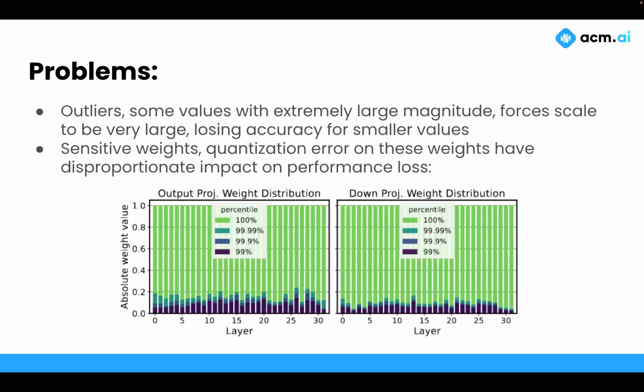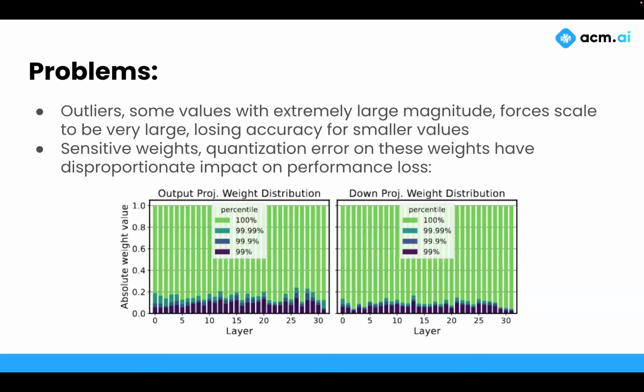Okay, there are a couple of problems with this kind of quantization. The first is that there are some outliers. There are some values in the weight matrix that are very, very large. So this is the relative absolute weight value. We can see that around 99% of the weights actually occur in a range that's much smaller than the 100% range.